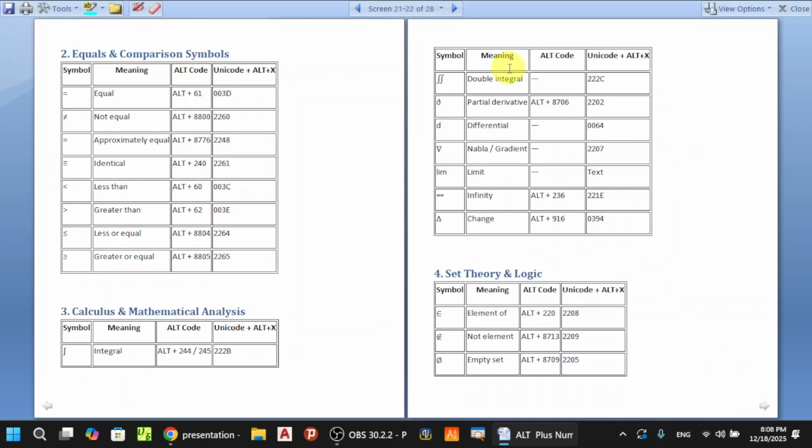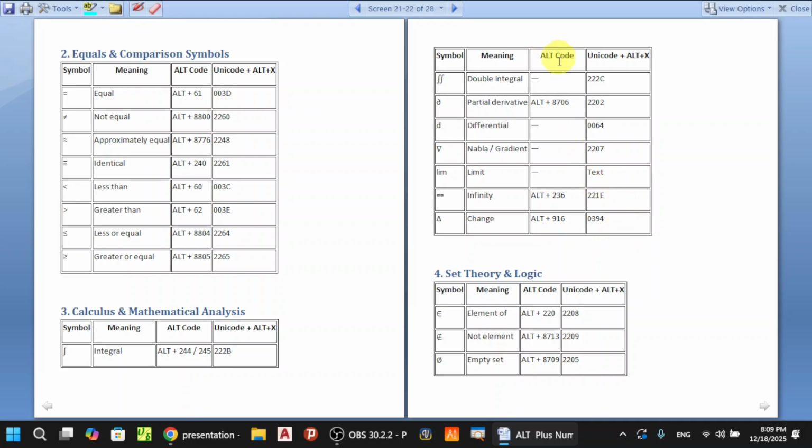You can also have the symbols of double integrals, partial derivatives, differentials, the nabla gradient, and limits. Limits actually have no Unicode or Alt code; you just write lim, and the meaning is limit. The infinities are written with this one. This is the Alt code, and this is the Unicode conversion. You can use the Unicode or the Alt code. Sometimes the Alt code might not work, so the best one is using Unicode. If you have a Unicode for that symbol, you can use it.